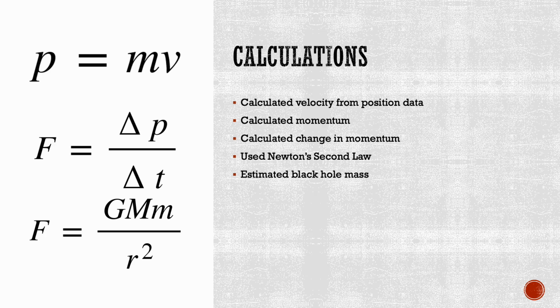To complete the calculations, I first determined the velocity of the star using the change in position over 1 day between each data point. After finding the velocity, I calculated the momentum by multiplying the star's mass by its velocity. I then calculated the change in momentum between consecutive points and divided by the time interval to determine the rate of change in momentum. According to Newton's second law, this value is equal to the net force acting on the star. Since the force was caused by only the black hole's gravity, I used Newton's law of universal gravitation to solve for the unknown mass of the black hole.